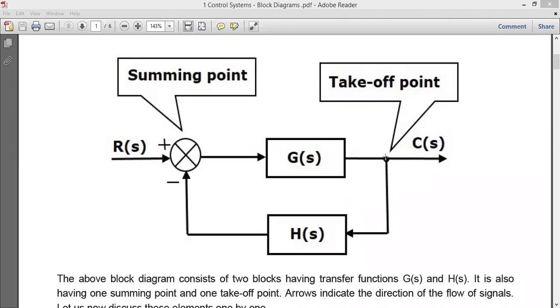Always we have a takeoff point at the output side. That is what the rule wants to say. Your takeoff point should be shifted towards the right side, here, towards the right side always. And your summing points should be shifted always to the left side. So it is with respect to this diagram. Why we should go for this? Just to make it more clear that always it should be on either side.